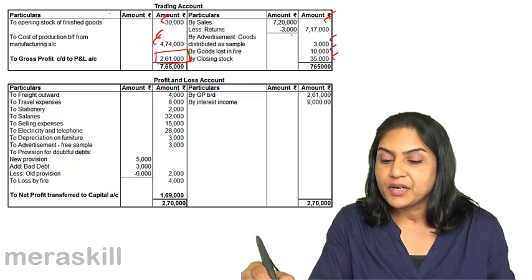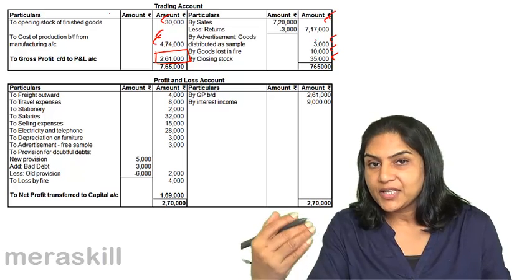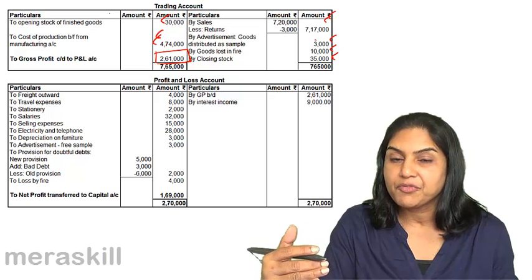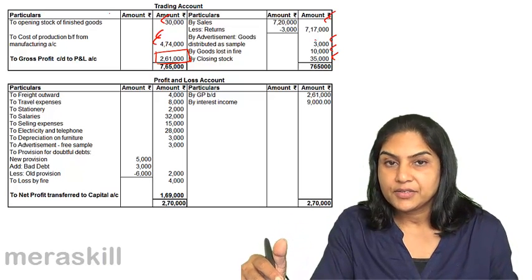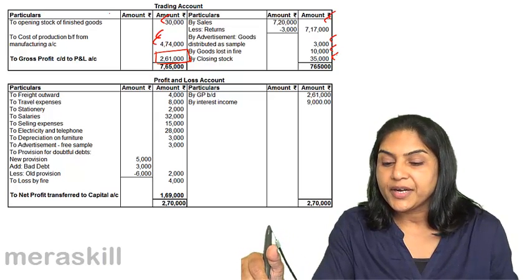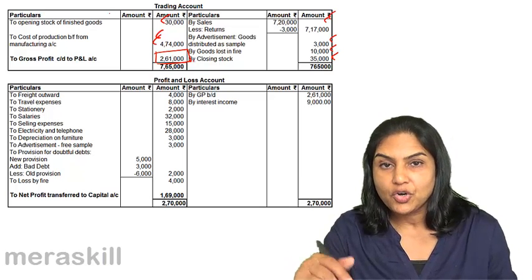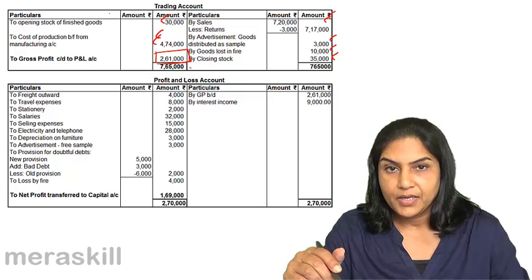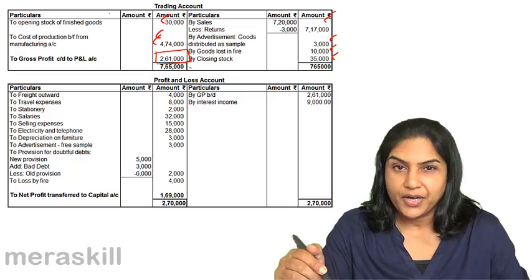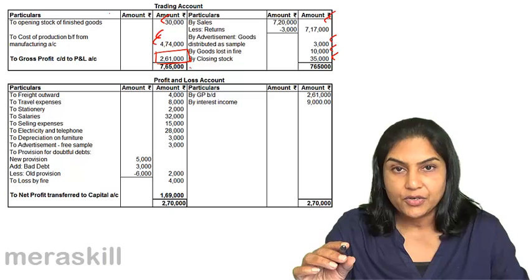Additionally, we have free samples. Distribution of goods is free samples. Like we said, the entry would be advertisement account debit. So profit and loss account would be debited with this free sample and trading account is credited. Similarly, goods lost by fire, we have credited 10,000 so that we arrive at the normal gross profit. So that was the relation between manufacturing account and trading account. The cost of goods produced is brought to the debit side of the trading account.